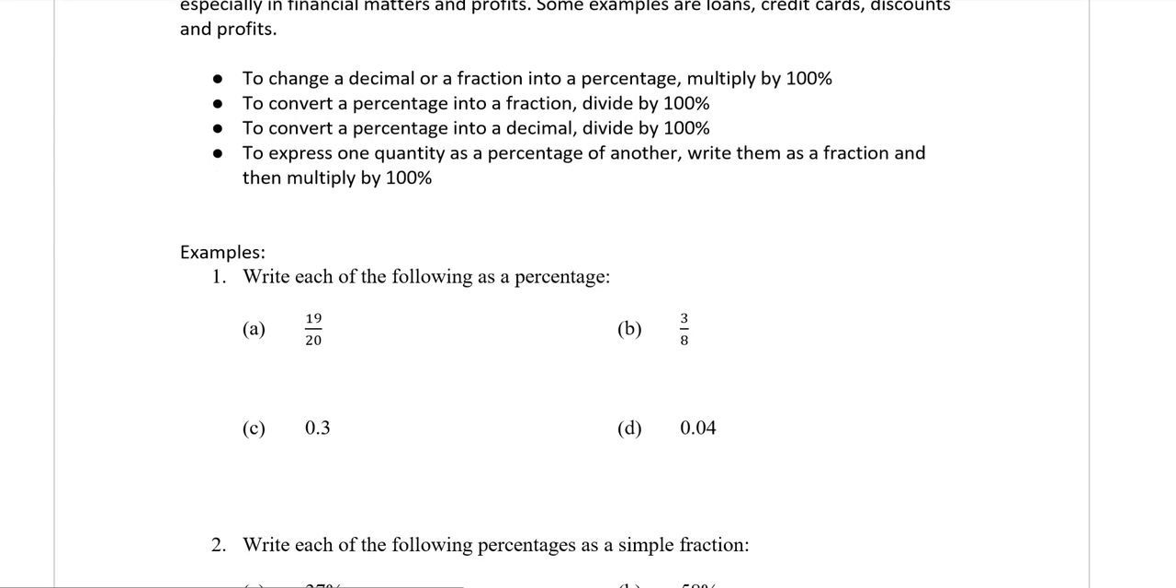To change from a fraction or a decimal into a percentage, you need to multiply by 100. If you have a percentage and you want to convert to either a fraction or a decimal, you're going to divide by 100. To go between the fraction and the decimal, you will press the SD button on your calculator.